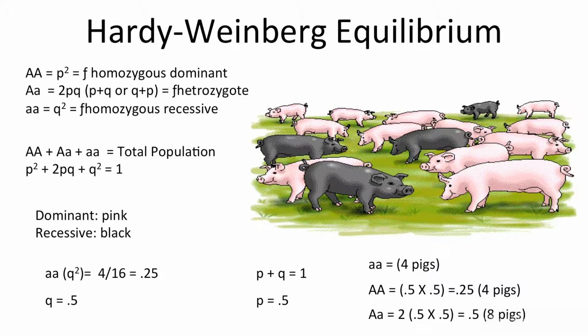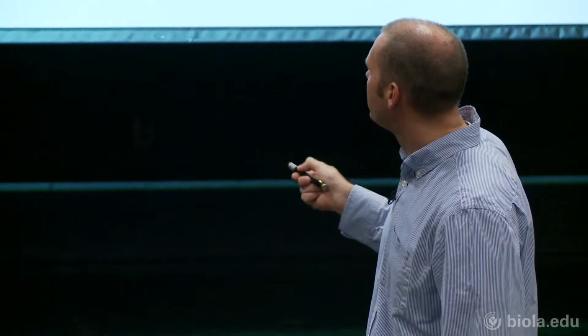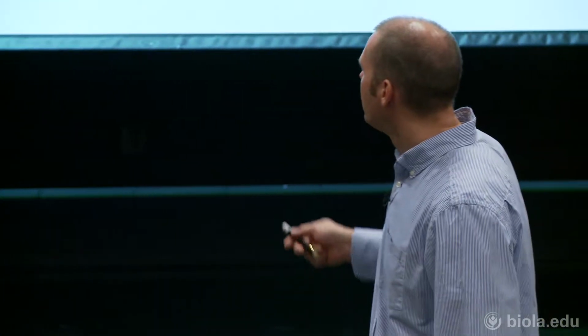Okay, let's talk about deviations then. If any of the 7 ideal circumstances aren't being met, then the Hardy-Weinberg equation is not going to give you proper estimates, right? So what are these specific events that could actually get you to deviate? We're going to talk about the first 4 in detail, and I've already kind of talked about mutation and natural selection, right? If there's new alleles popping up, then obviously this isn't going to work. And if there's some type of preference, either in the farmer breeding your population or something naturally occurring that's killing off certain genotypes, then that's not going to work.